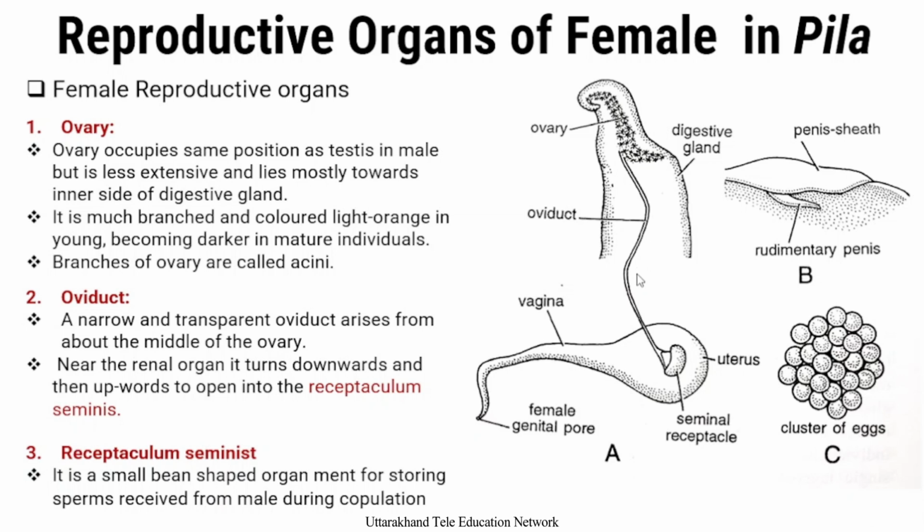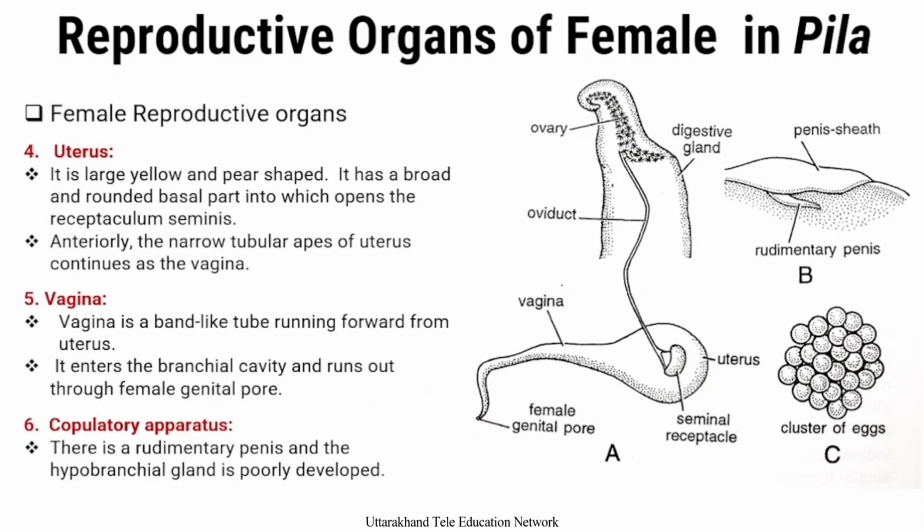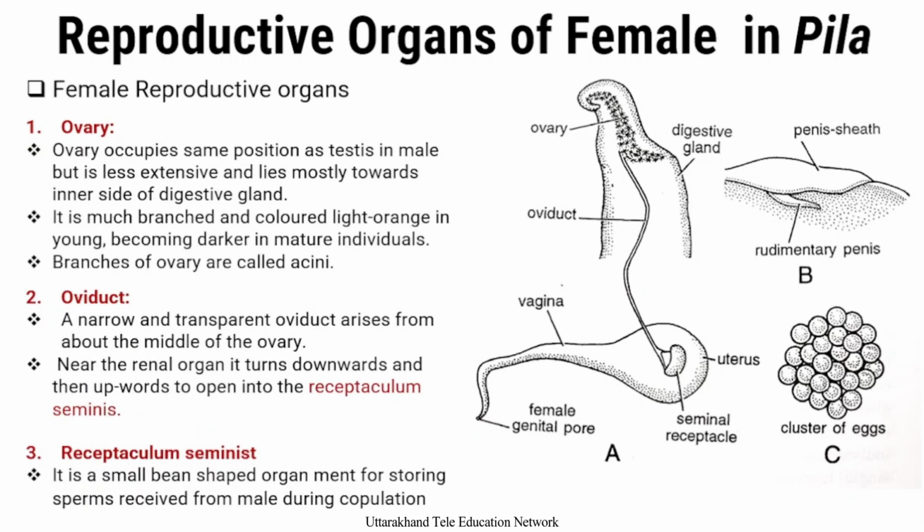Then you can see a tube-like structure which is the oviduct. It's a narrow and transparent oviduct that arises from about the middle of the ovary. Near the renal organ, it turns downwards and then upwards to open into the receptaculum seminis. The receptaculum seminis is a small bean-shaped organ meant for storing sperms received from the male during copulation. So you have to remember all these terms and concepts: where sperms are formed, where they are stored, and how the receptaculum seminis receives the sperm.